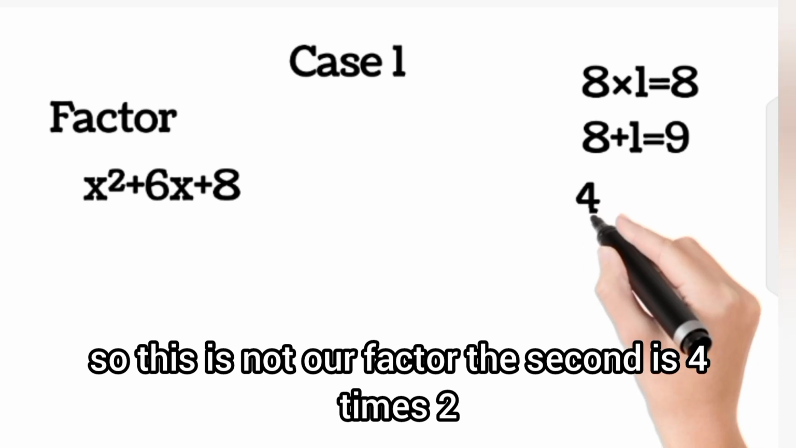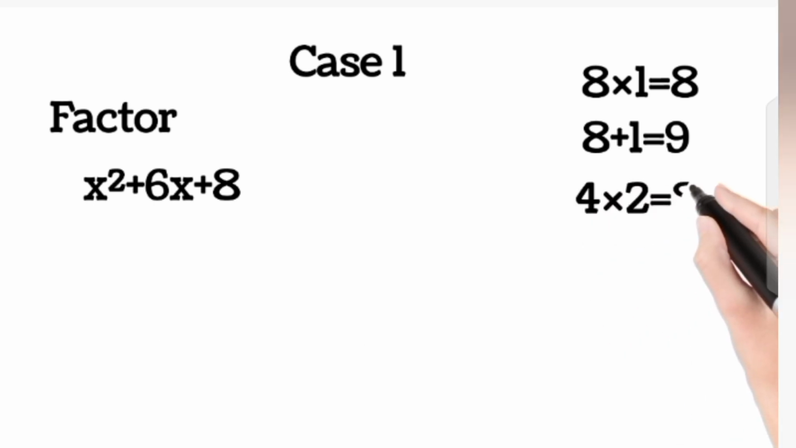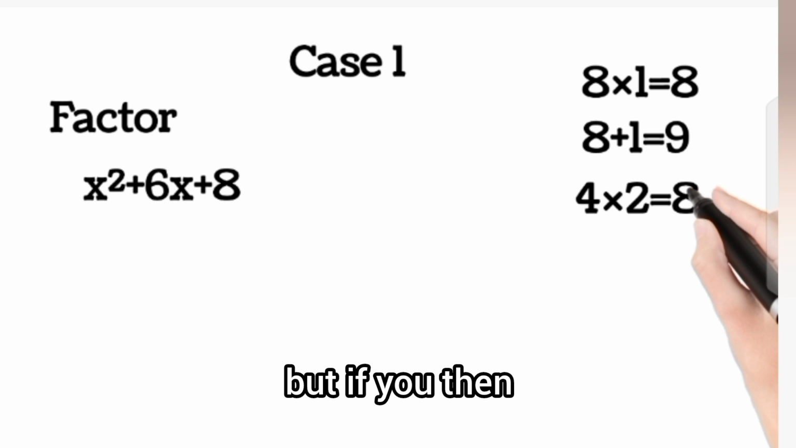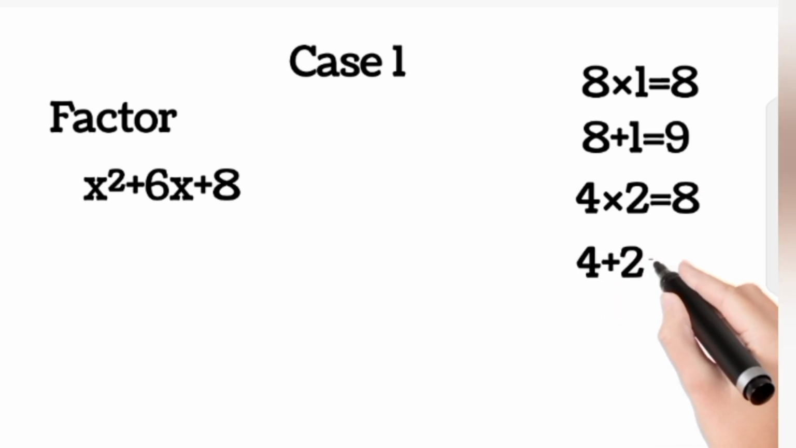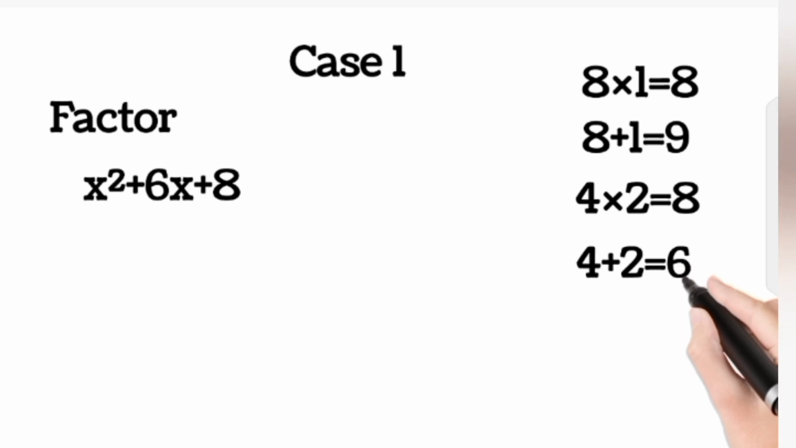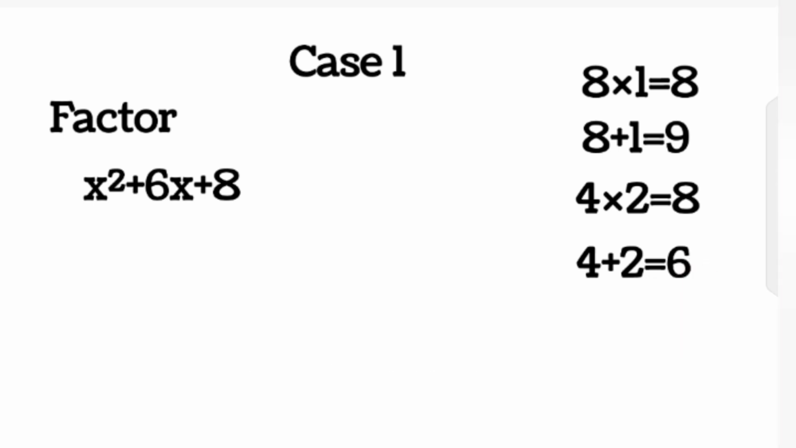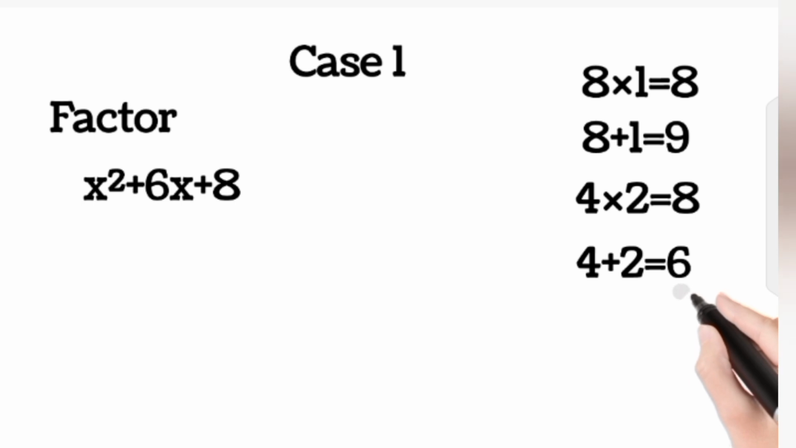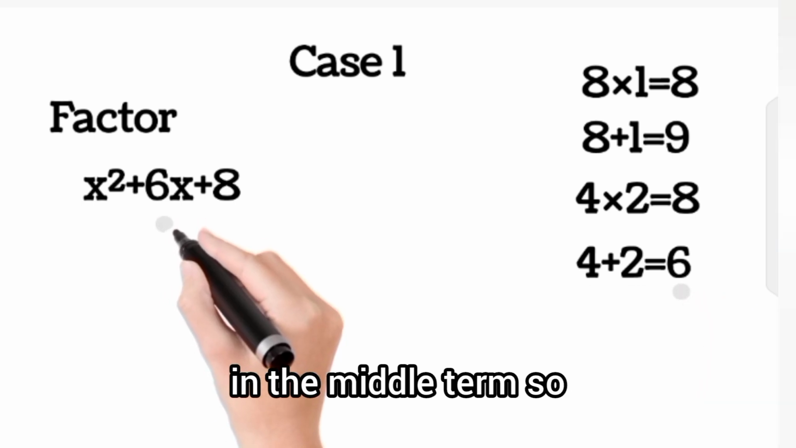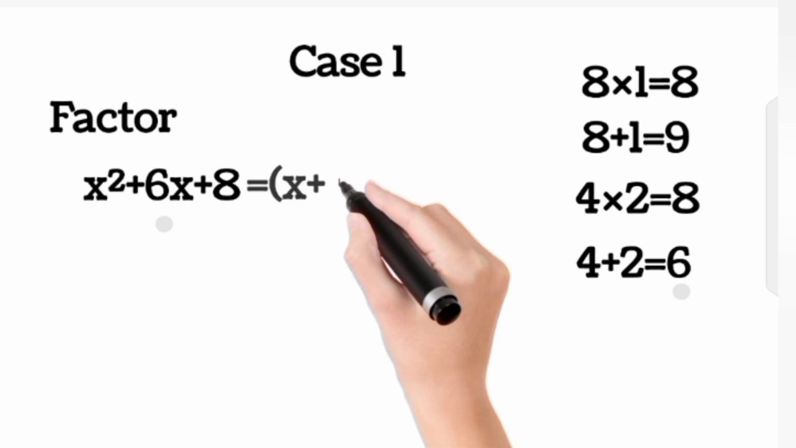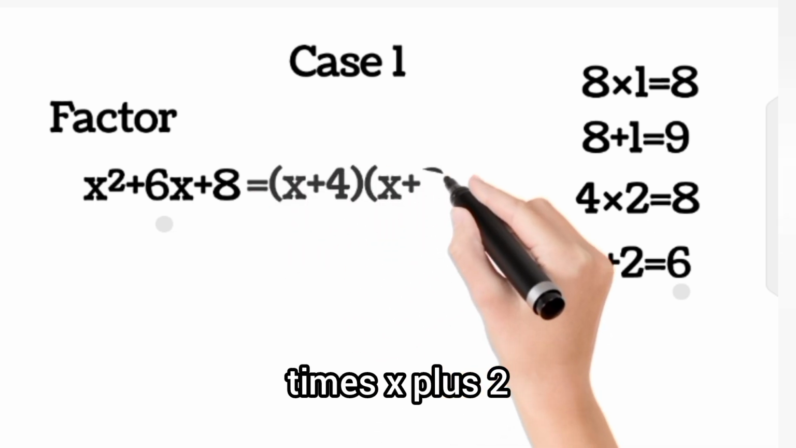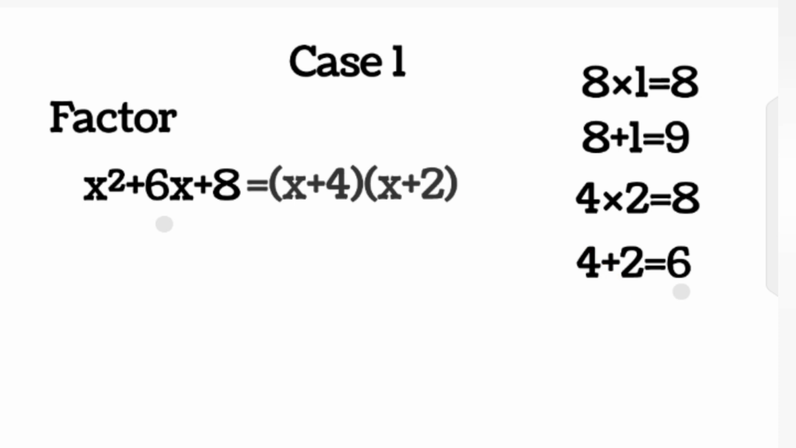The second is 4 times 2 is equals to 8. But if you add 4 plus 2, this is equals to 6. So this is our number. 6 is in the middle term. So we use this factor, x plus 4 times x plus 2. All are positive.